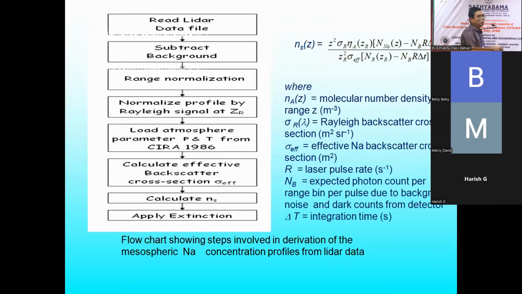And this is the formula which is used for derivation of the sodium atom concentration. And this is the flow chart used for finding the sodium concentration. First the background signal and extinction are handled, after that range normalization, then normalization of the signal by Rayleigh scattering. After that we add a model, like the SIRA model, and finally calculate the sodium atom concentration, and finally range normalization. Afterwards we can get the extinction of the signal.